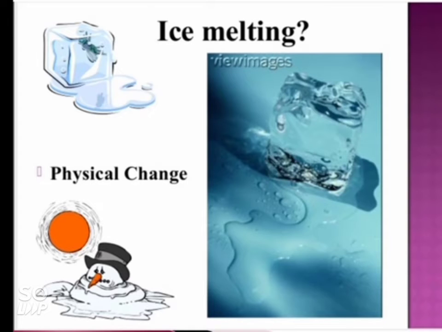Physical changes are mostly reversible. It means they can be reverted to the original form, as in the case of ice. Ice can easily be converted into water, and the water is easily converted to ice. So, both the forms are reversible.